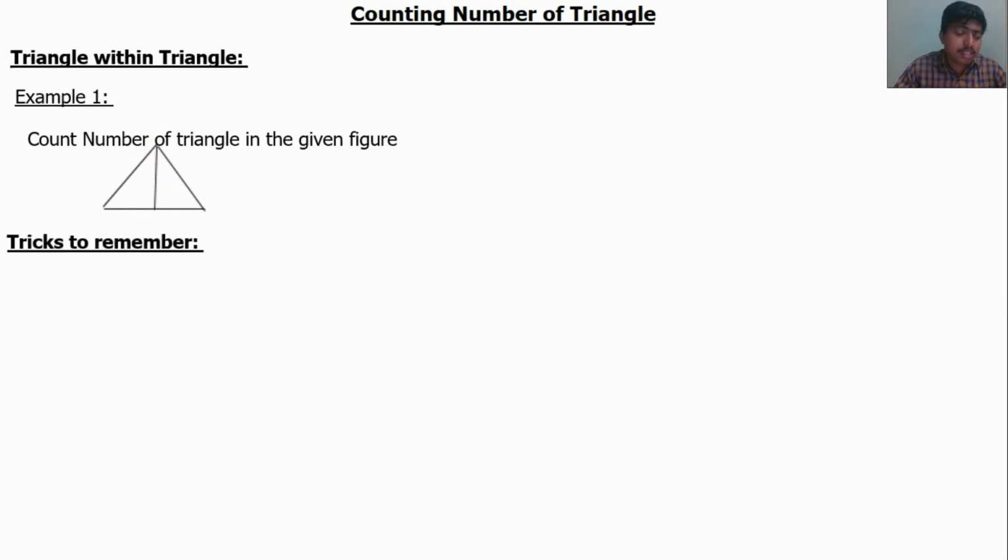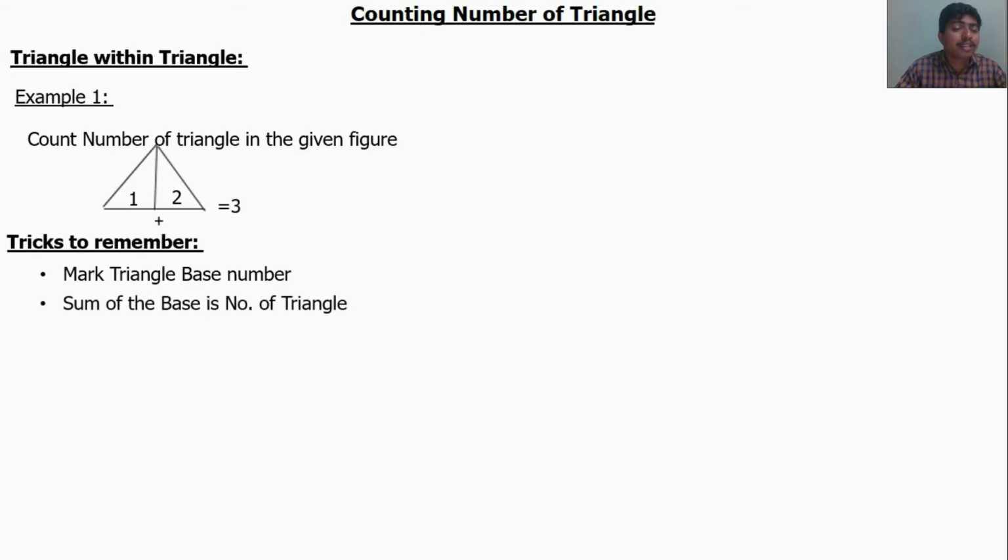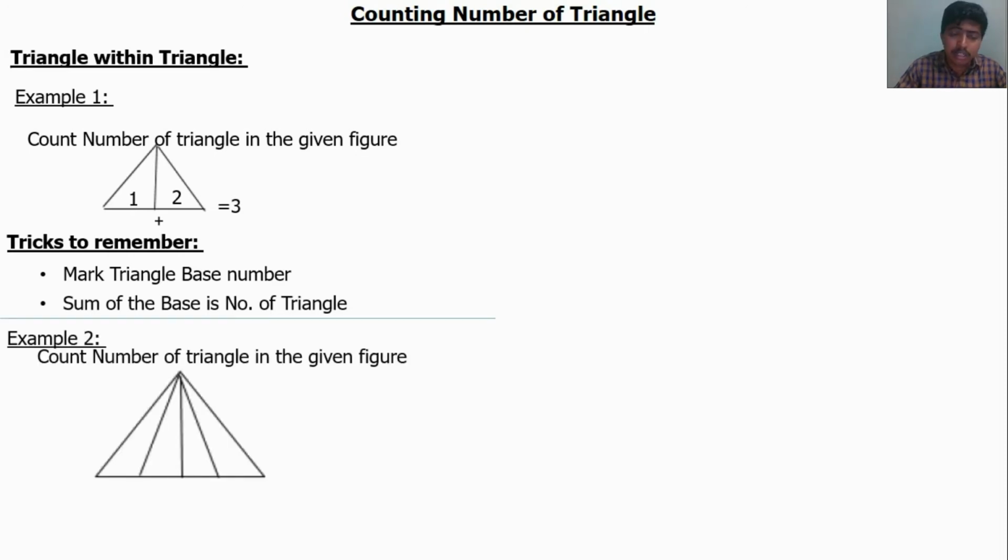So the trick is, first step, we mark the base numbers 1, 2. Second, the summation of these values is equal to the number of triangles. So the summation is 3. So 3 triangles are available in the given figure. It is a shortcut. Okay. Only sum.